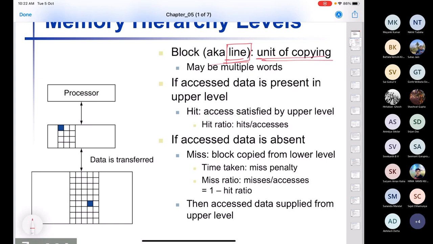The unit of copying might be one word, or typically nowadays it is multiple words. A reasonable example is half a kilobyte or 1 kilobyte. Half a kilobyte is 512 bytes. One word is 4 bytes, so you can divide 512 by 4. So 128 four-byte words is one block. If it is a 1 kilobyte block, then it is 256 four-byte words, etc., makes one block. The size of the block is a parameter in the design of your microprocessor.